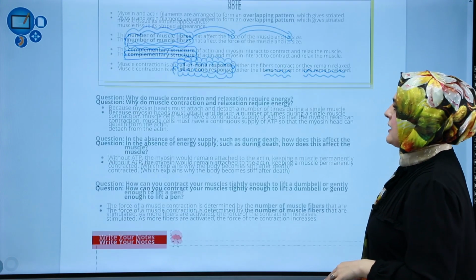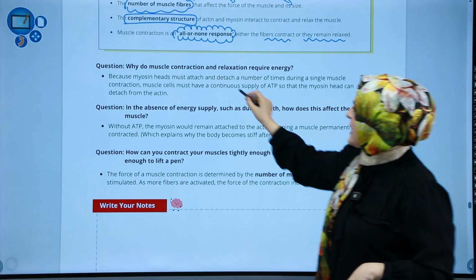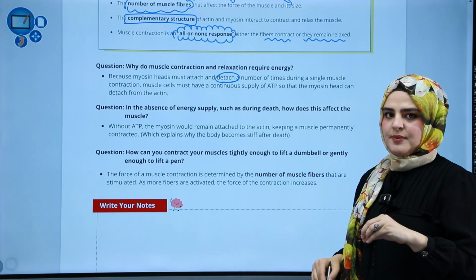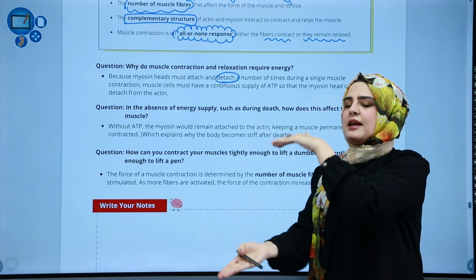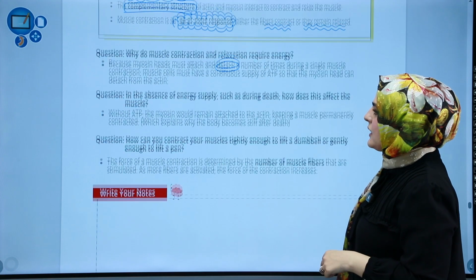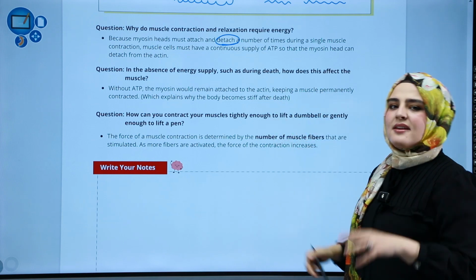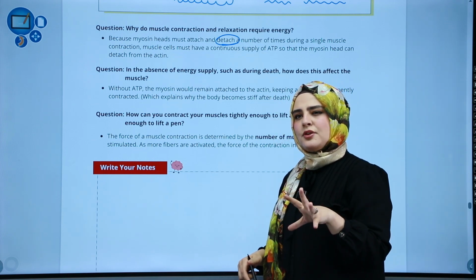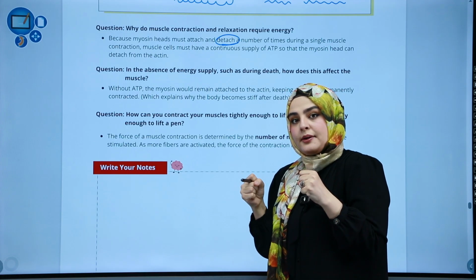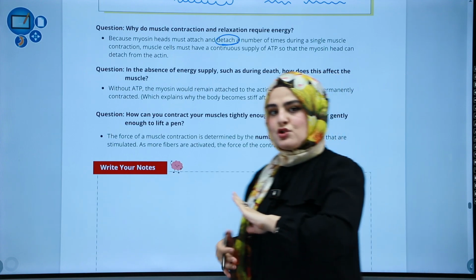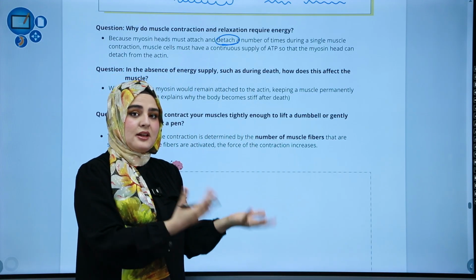Then another thing, remember why muscle contraction and relaxation require energy? It's because of the detaching. Detachment requires ATP. Don't forget, the heads when they're attached, they're stubborn. So for detaching it, we give it an ATP and then it leaves the actin. In the absence of energy supply, such as during death, how does this affect the muscle? There is something that we know about, rigor mortis, which is when dead people, after a while, become stone-like. This is because there is no more ATP in their body. They cannot create any more. The rest of it was used at the beginning.